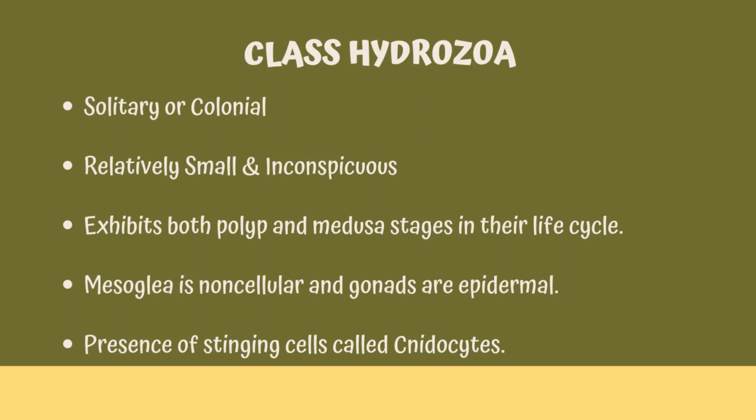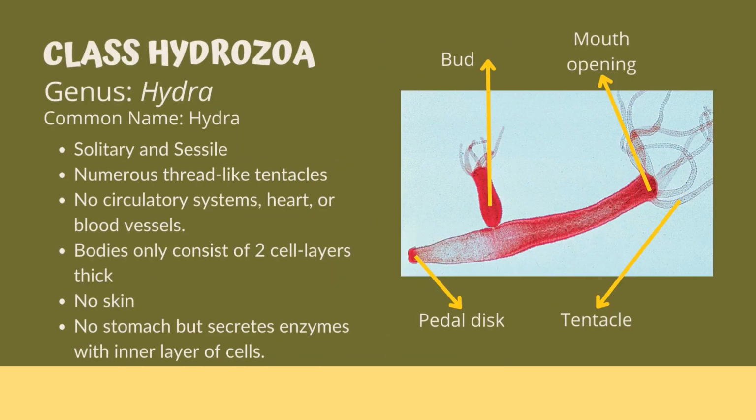In the class Hydrozoa, the members of this class are either solitary or colonial. They are also relatively small and inconspicuous and inhabit either freshwater or marine water. They exhibit both polyp and medusa stages in their life cycle. Their mesoglea is noncellular and their gonads are epidermal. They also have cells used for stinging called cnidocytes.